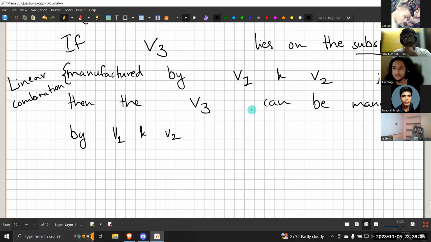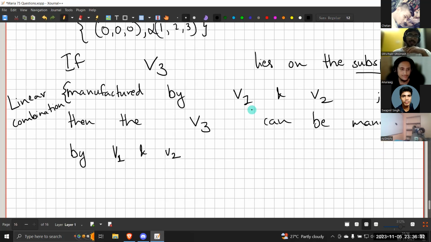Remember, linear combination creates a subspace. The subspace could be a point, a line, or a plane in the sense of R3. And with just two vectors, it could be the entire R3 if there were three vectors. We saw that also, right? Since we have only two vectors, it can maximum create a subspace of a plane. And if V3 happens to lie on that subspace, then we can say that it can be manufactured by V1 and V2. Right? So I will mark this as important when you guys are going through your notes.